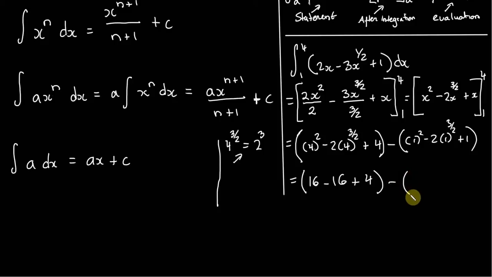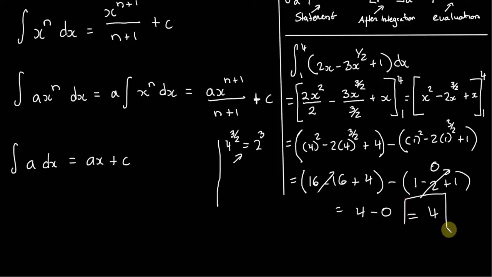So here we've got 1 squared. So that's just 1 minus, well, this is just going to be 2. We're adding 1, and you can see that we've got 1 plus 1, and we're subtracting 2. So this just reduces down to nothing. That's just 0. We've got 16 minus 16, that cancels. So really what we have here is 4 minus naught, which equals 4. Okay, so that is definite integration.